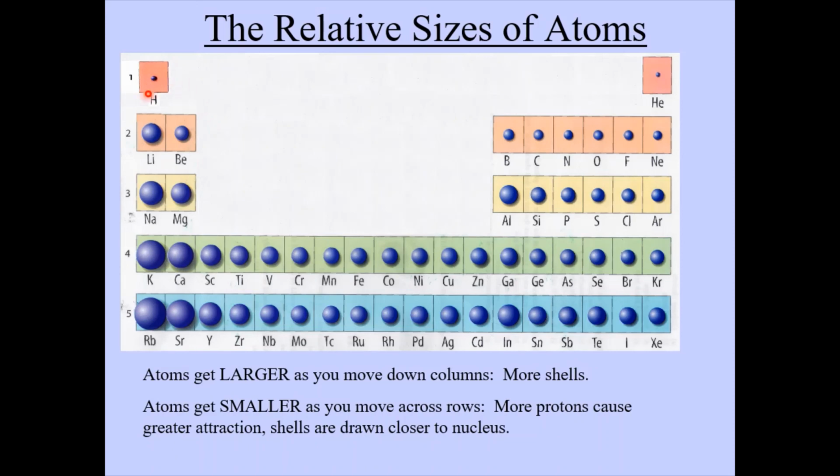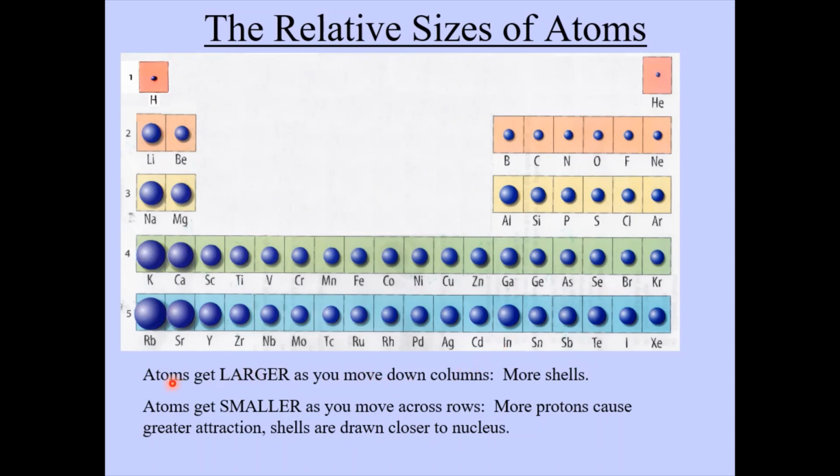If we go down a column, notice the atoms or elements get bigger and bigger. Starting with hydrogen here, lithium is bigger, sodium is bigger, potassium is even bigger, and so forth. We can do that over here too. If we go oxygen, sulfur, selenium, and tellurium, notice that the atoms get bigger as we go down. Now, why is that?